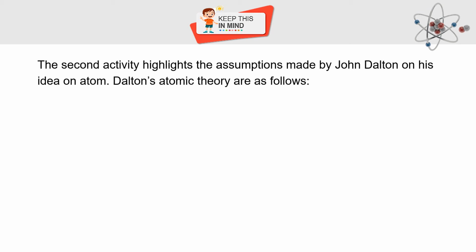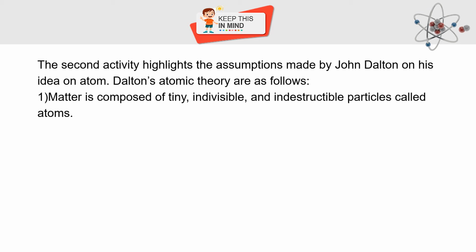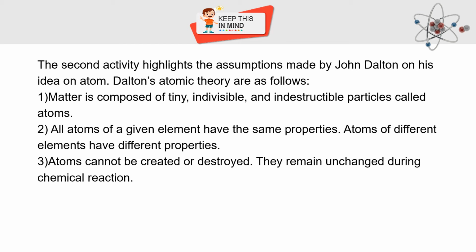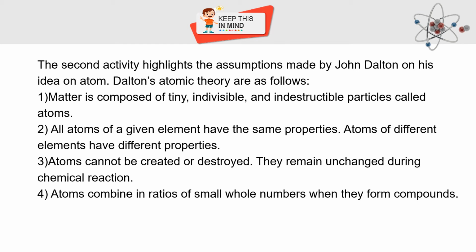The second activity highlights the assumptions made by John Dalton on his idea on atom. Dalton's atomic theory are as follows. Matter is composed of tiny, indivisible, and indestructible particles called atoms. All atoms of a given element have the same properties, and atoms of different elements have different properties. Atoms cannot be created nor destroyed. They remain unchanged during chemical reaction. Atoms combine in ratios of small whole numbers when they form compounds.